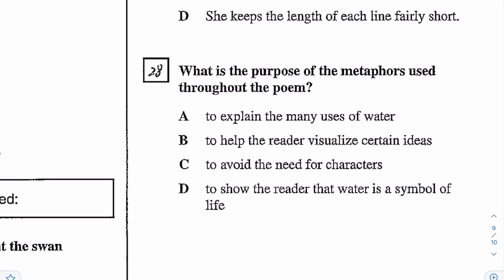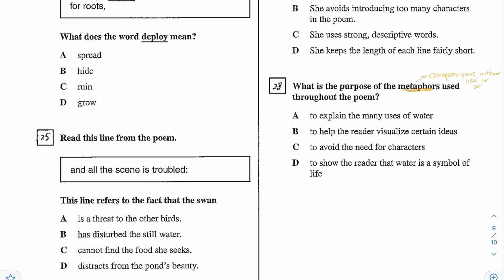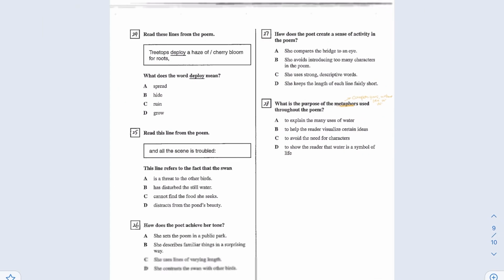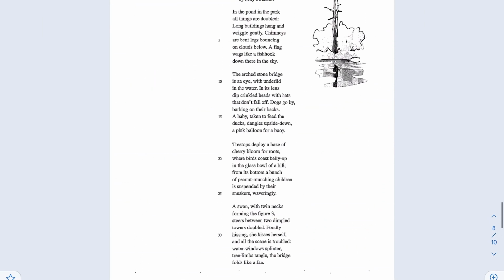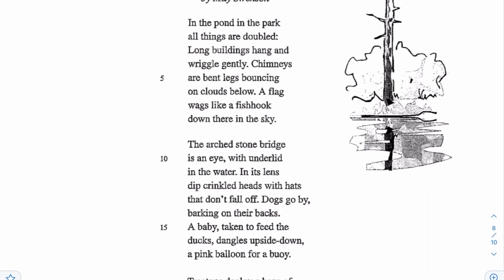And then what is the purpose of metaphors used throughout the poem? And that's really important. Metaphors are comparisons, but without like or as. So they're not similes, they're a little trickier. So you don't have like or as, and you're comparing two things. So poems are generally tricky because they're not that wordy, so that's the benefit. It's not that many words. But the downside is there are a lot of metaphors, a lot of hidden meanings, and you have to really read closely to analyze what the author is trying to say. The poet won't just say it. You have to really think about what the poet's trying to say.